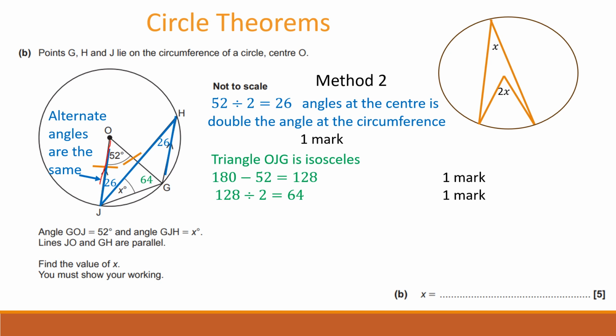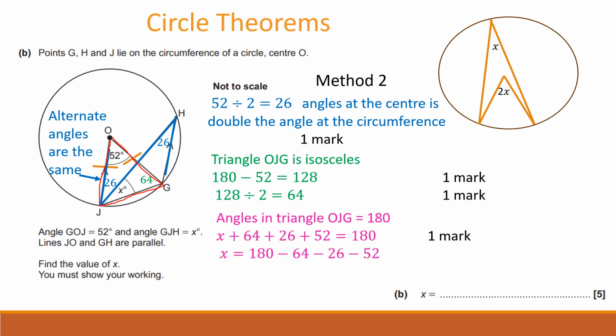So if I just draw on this triangle O to J to G in here, angles in a triangle add up to 180. So if I add up all those angles in triangle OJG, that gives me X plus 64 plus 26 plus 52 equals 180. Subtract 64, 26 and 52 from 180 and that gives me 38, which again is the same answer, which gives me my final 5th mark.